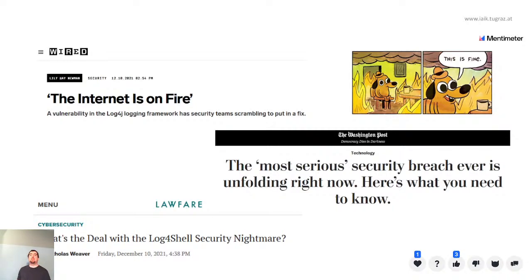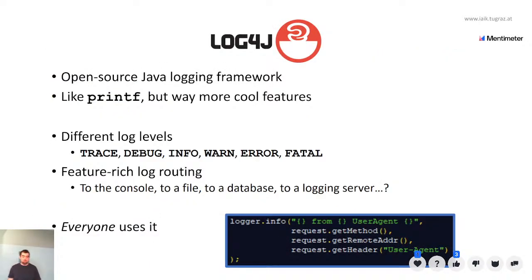So what happened? That is what we're here to break down, right? I mean, news headlines are cool and all, but we're here to study information security, and we're here to take something away from this disaster. Let's have a look. So what is Log4j? Let's start with the basics.